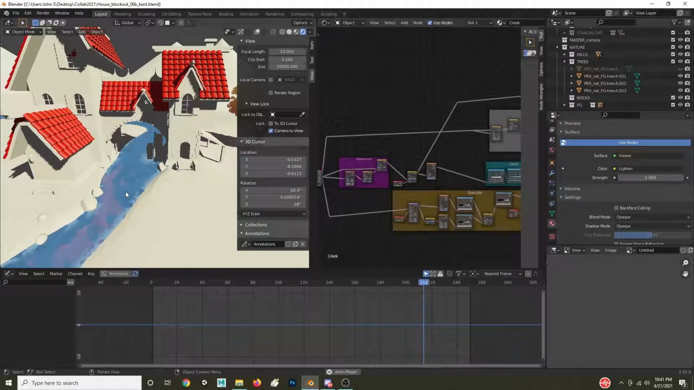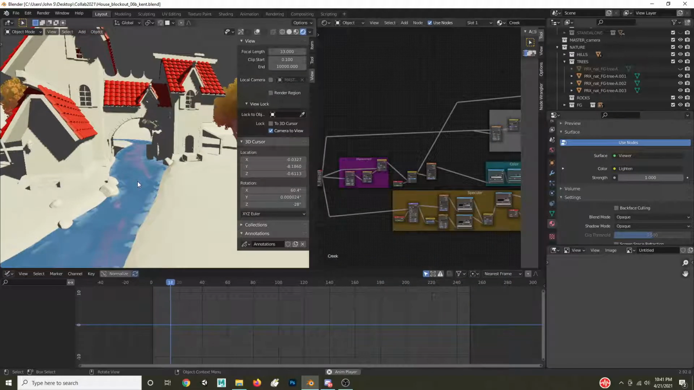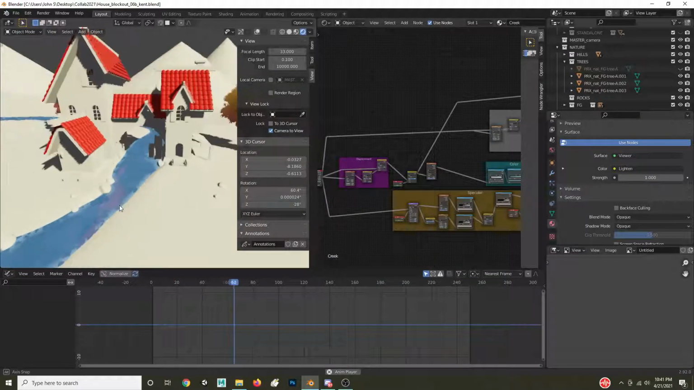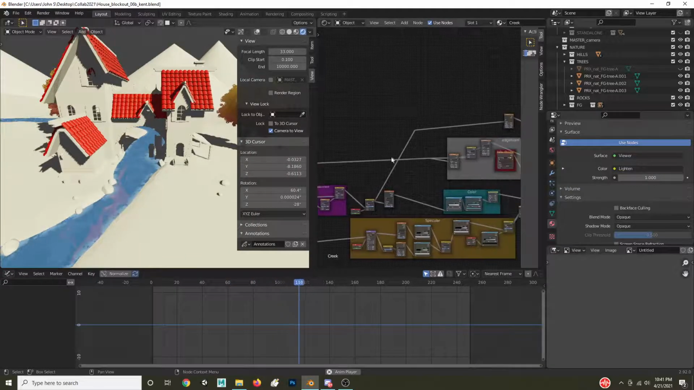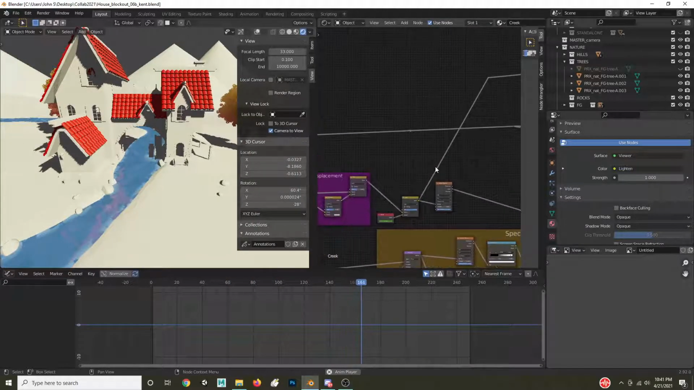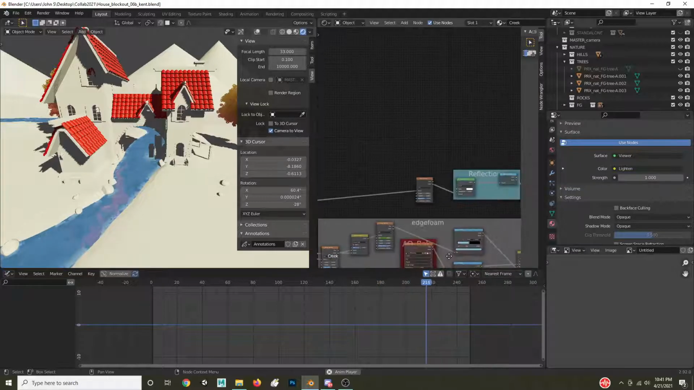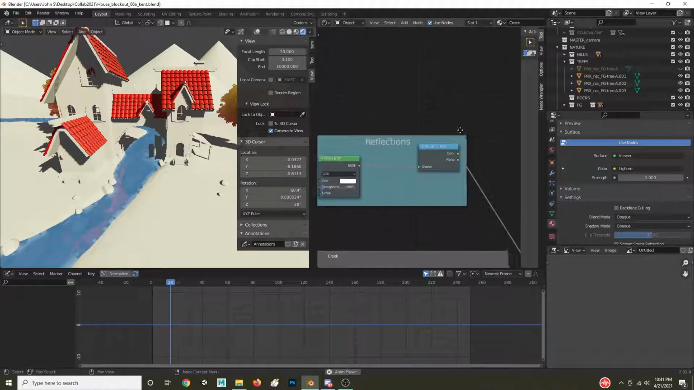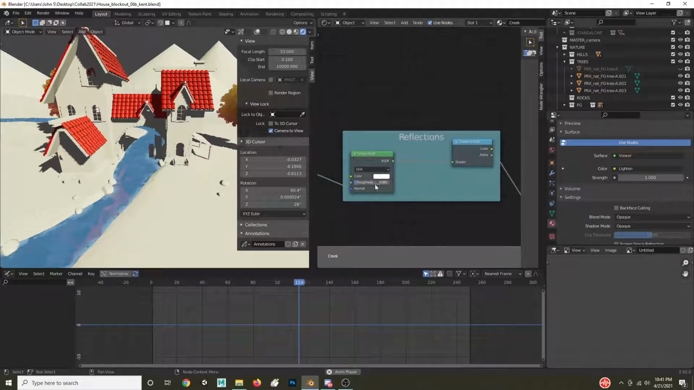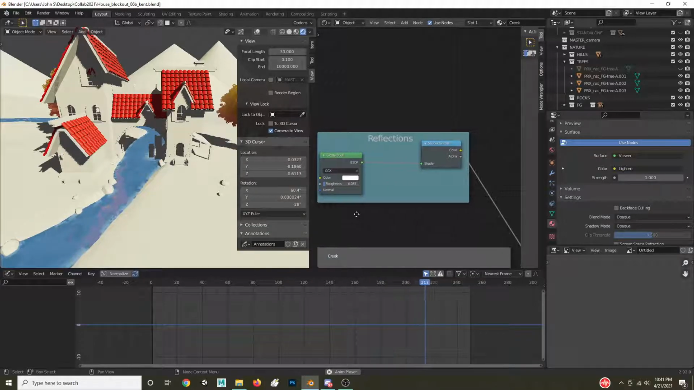But I do still want to ask you guys about these reflections because I've had some things come up and I don't really know how to deal with them. So real quick, the setup is I have my texture coordinates going into a noise texture, going into a glossy BSDF to kind of distort the reflections. I wanted them to distort so that they look like they're moving with the river.